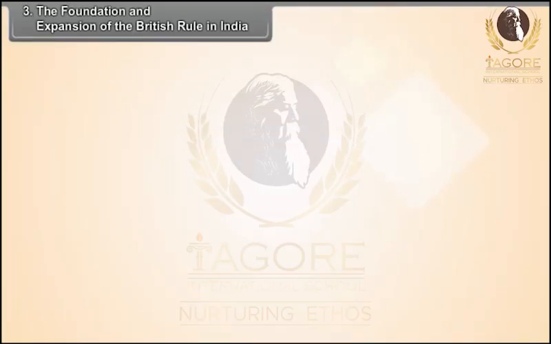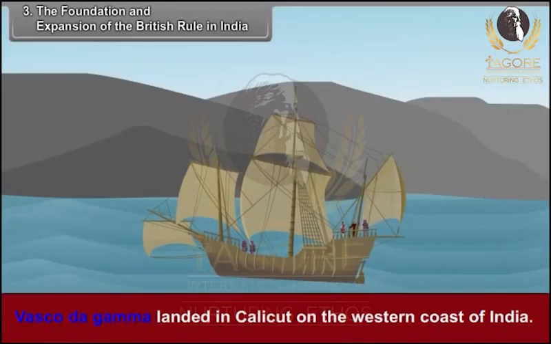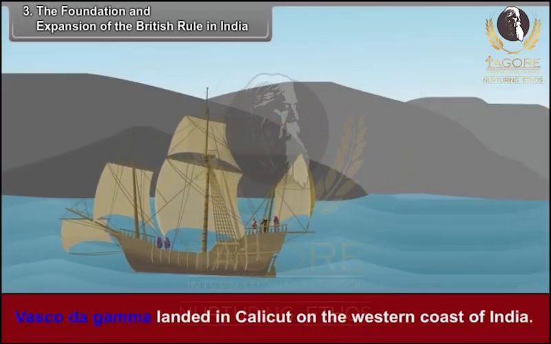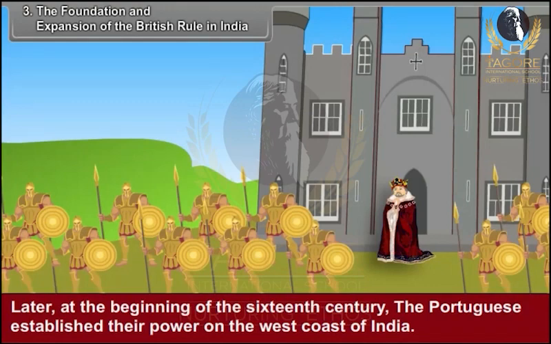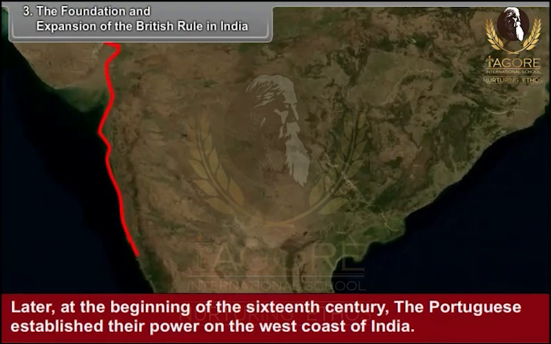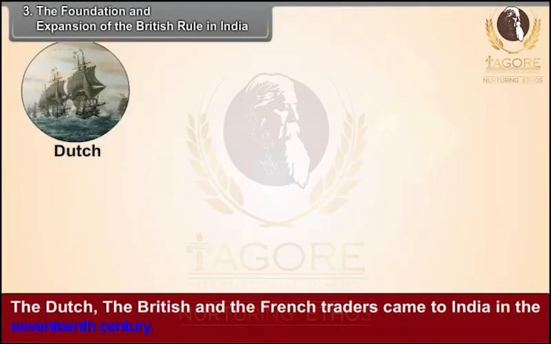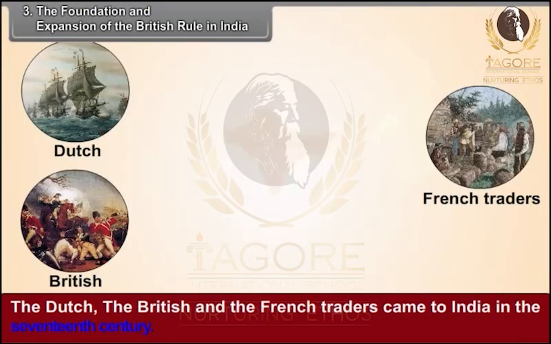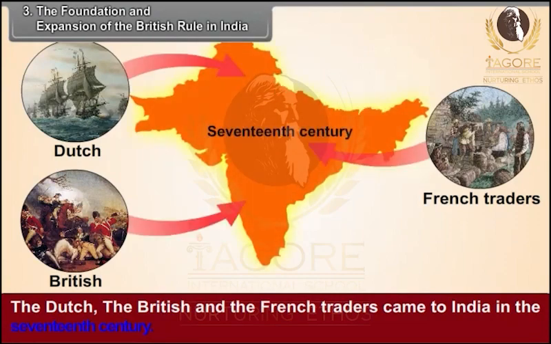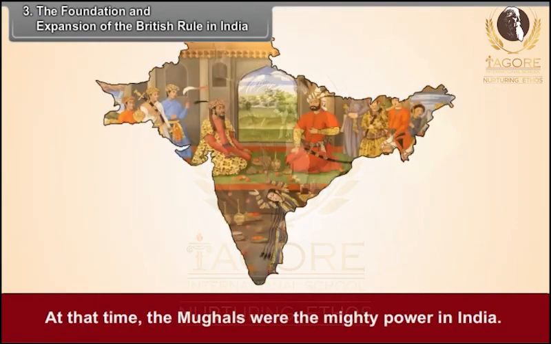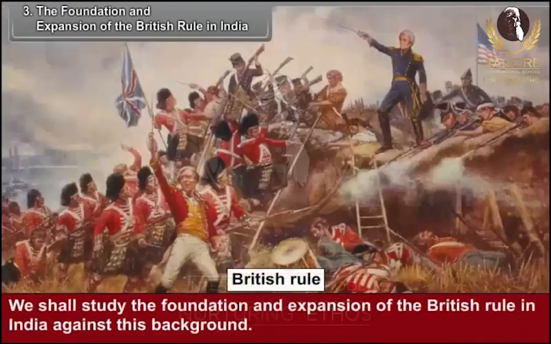Chapter 3. The Foundation and Expansion of the British Rule in India. Vasco da Gama landed in Calicut on the western coast of India. Later, at the beginning of the 16th century, the Portuguese established their power on the west coast of India. The Dutch, the British and the French traders came to India in the 17th century. At that time, the Mughals were the mighty power in India. We shall study the foundation and expansion of the British rule in India against this background.